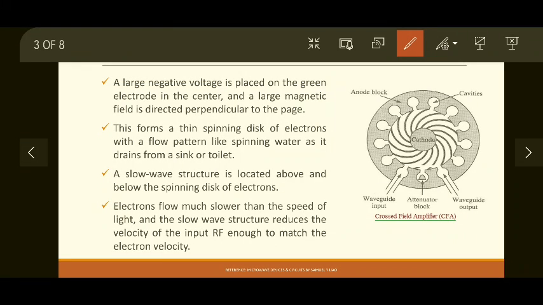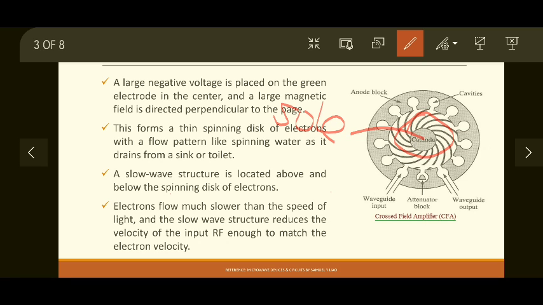So the crossfield amplifier diagram is shown on your screen. A large negative voltage is placed on the green electrode in the center. Although it is not visible as green, this is the sole electrode. And a large magnetic field is directed perpendicular to the page. Page means the screen that we are seeing. This forms a thin spinning disk of electrons with a flow pattern like spinning water as it drains from the sink or toilet, as you can see here.